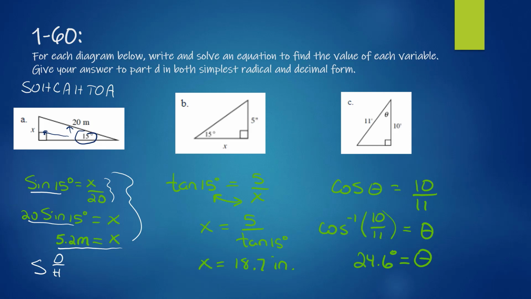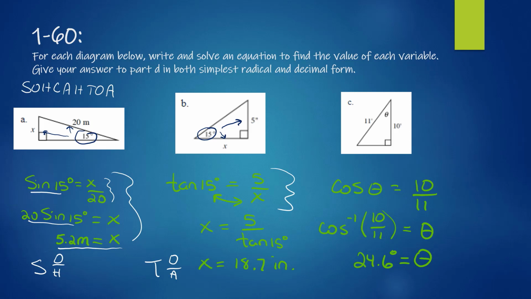Part B is tangent because you have your angle here, you have your opposite and your adjacent. So this is going to use tangent, which is opposite over adjacent. So we have set up our equation here as tangent 15 degrees equals 5 over x.